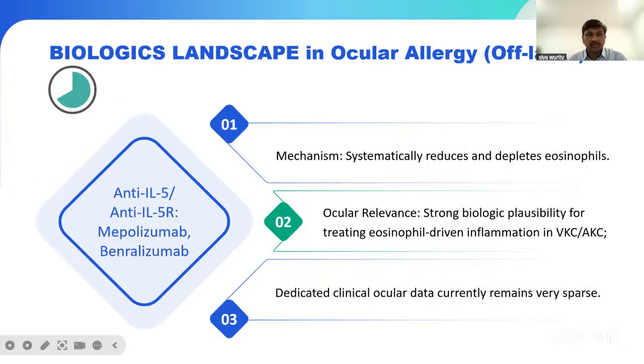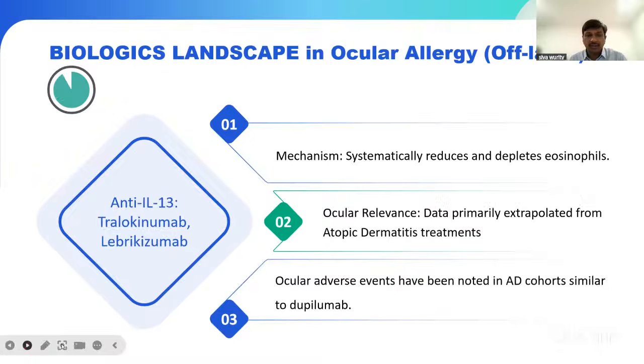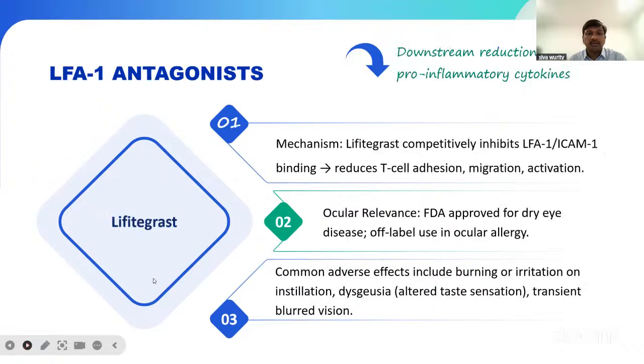The other biologics that are there are benralizumab or mepolizumab. The ocular relevance is still not clear, but there are papers wherein one or two cases were treated with this along with skin diseases. Same thing with the anti-IL-13 agents, tralokinumab and lebrikizumab. These are very difficult to pronounce. All these biologics are mostly used in cases with atopic dermatitis, so atopic infections were treated.